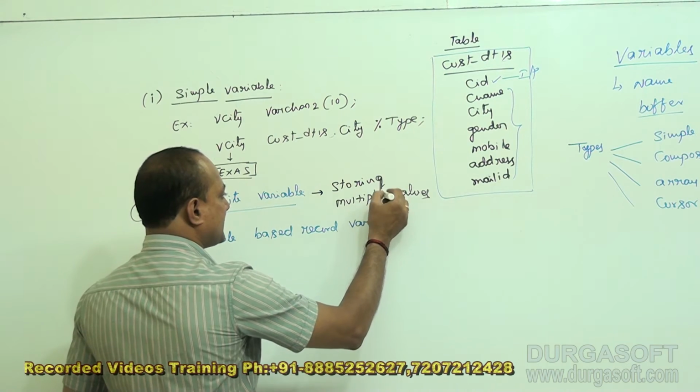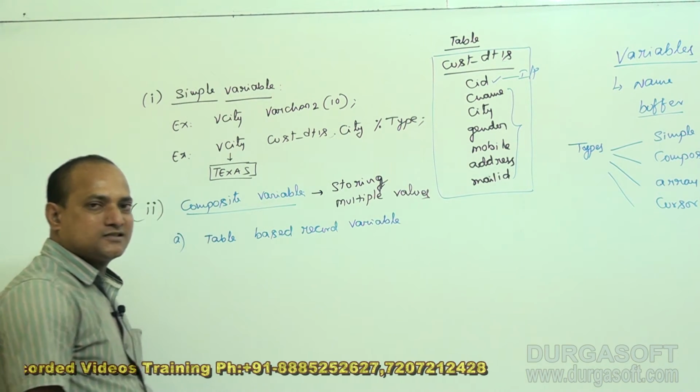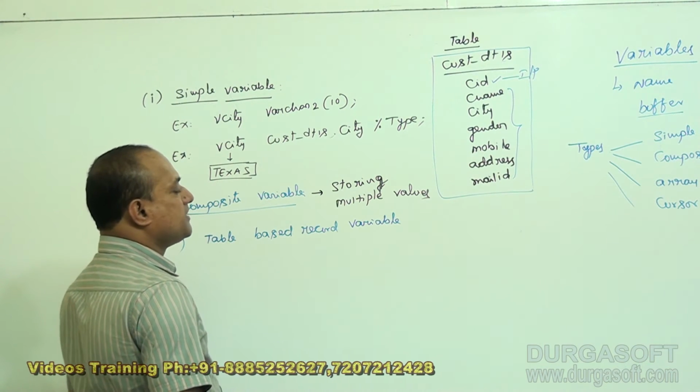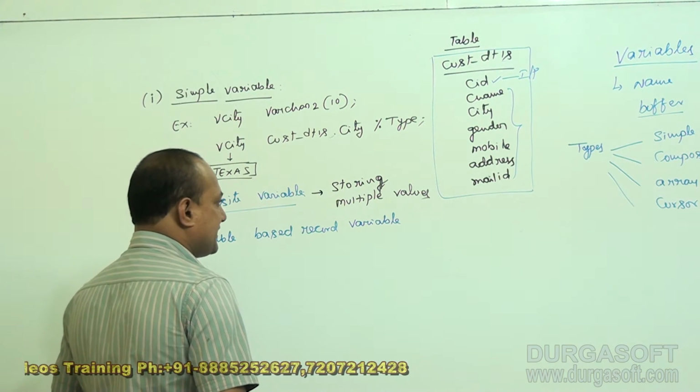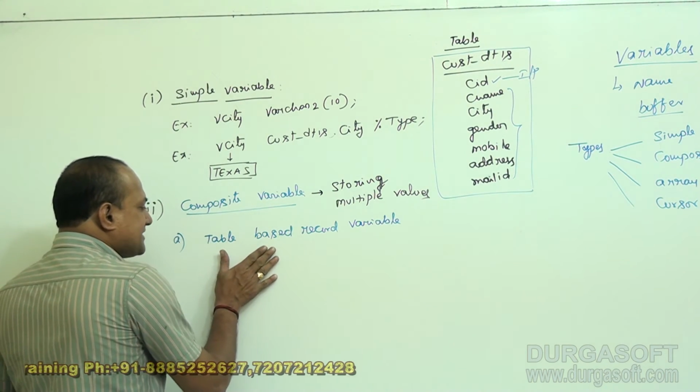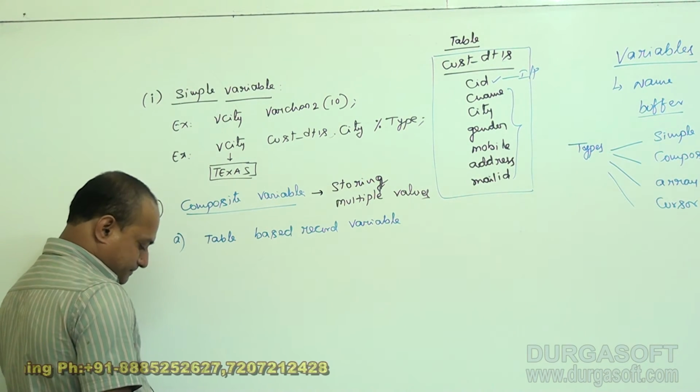This is also called a collection. This is also known as a collection. We will discuss collections separately whenever we are talking about array types. Now, what is a table based record variable?